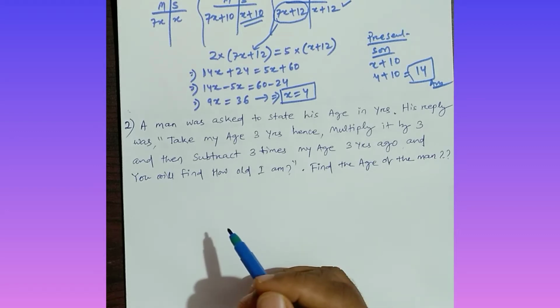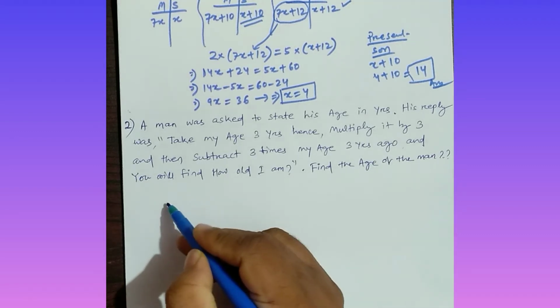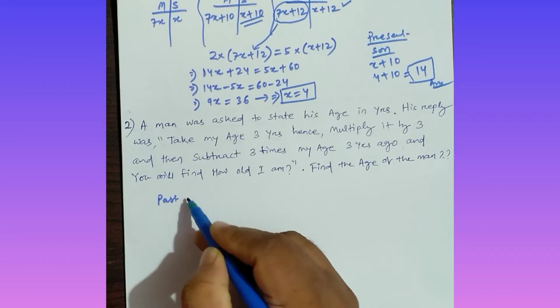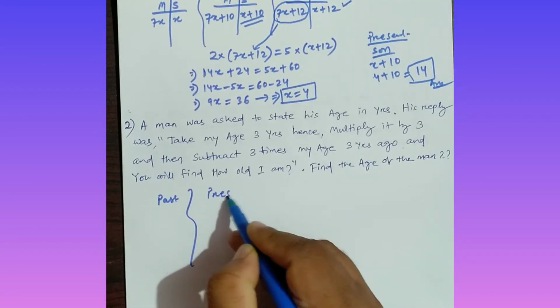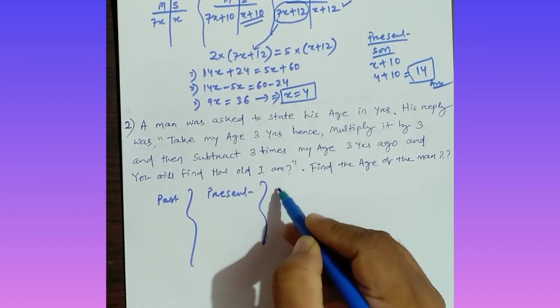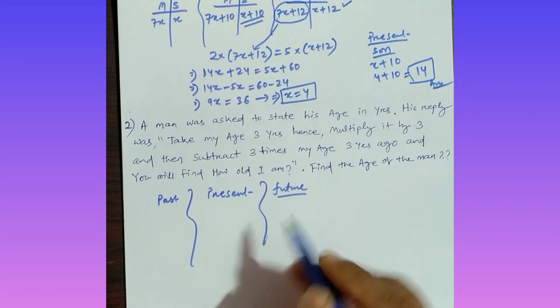Matlab, past. Okay, so I am writing, just look at here. Here, this one is past, this one is what? Present, and this one is what? Future. Okay, just look at here.